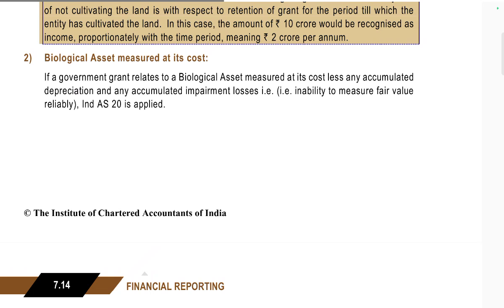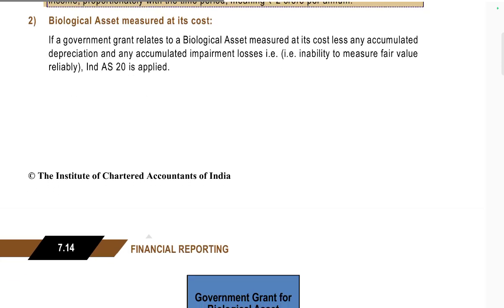Biological asset measured at cost. If the government grant is related to a biological asset measured at cost less any accumulated depreciation and any accumulated impairment loss, that is, when the fair value cannot be measured reliably, Ind AS 20 applies.